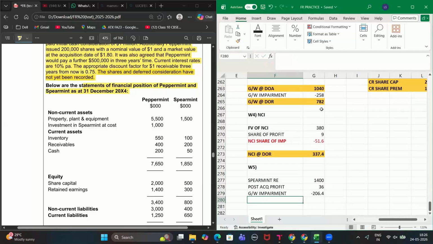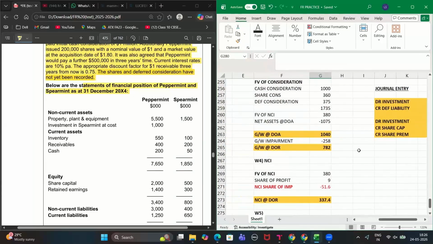Exactly. Since there is a finance cost incurred throughout the year, we have to consider it because it is an expense for the parent company. So where will we show it? We will show it under group retained earnings as finance cost. How much is the finance cost here?